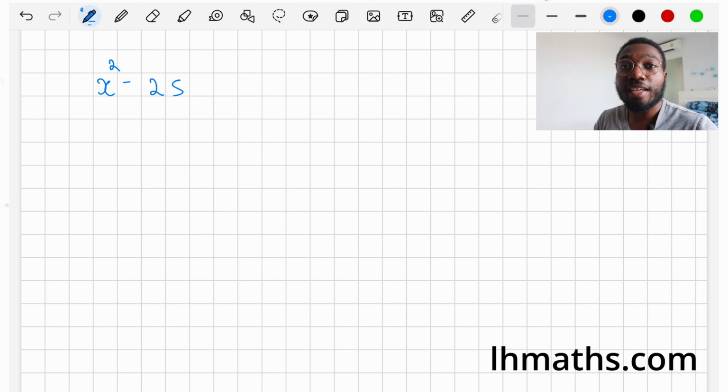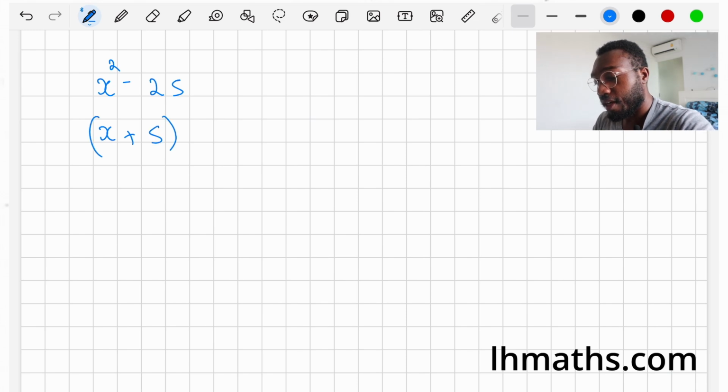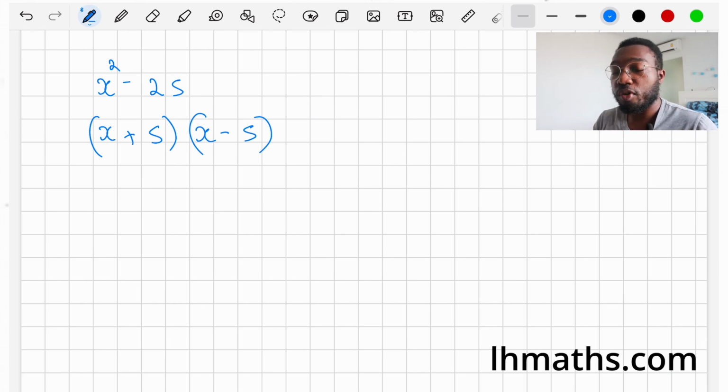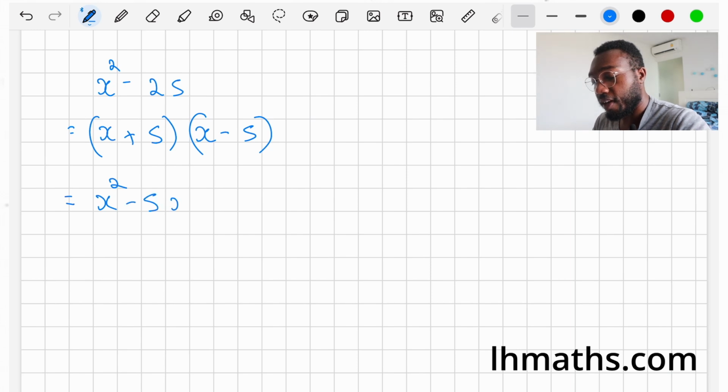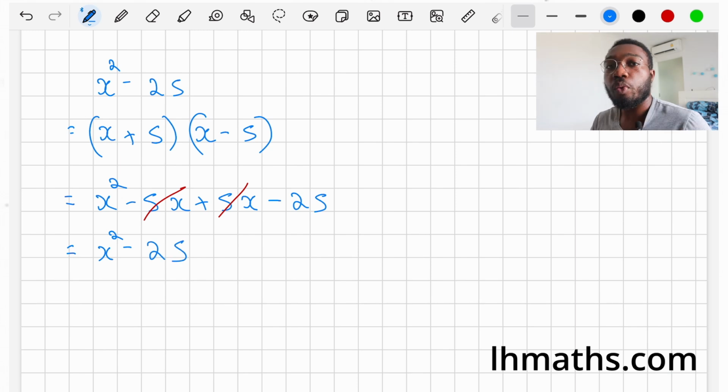This is a difference of two squares, and because of that, we can actually write it like this: x plus 5, x minus 5. Because it's a square number, and because we just have the x squared minus, if I was to work this out, we would get x squared, minus 5x plus 5x minus 25, and then the 5x would just cancel out with each other. So we're left with x squared minus 25.